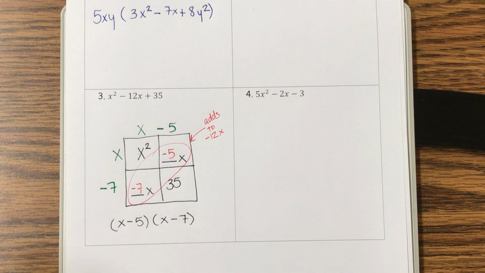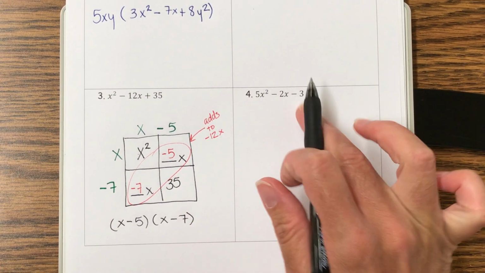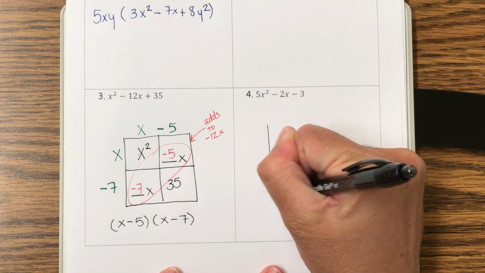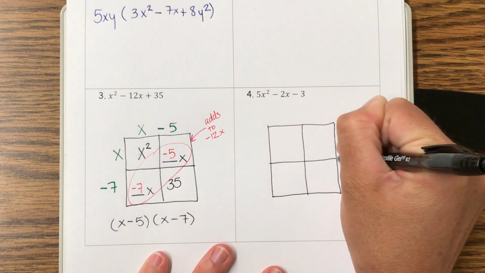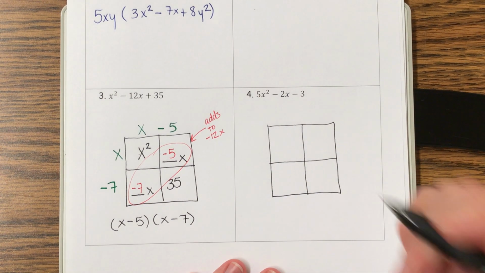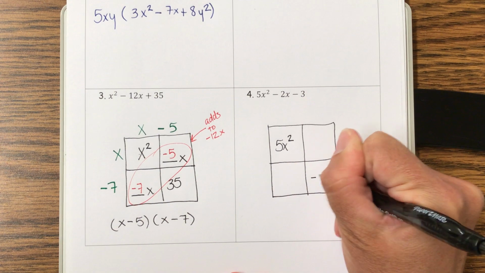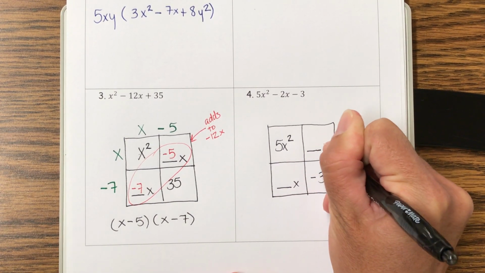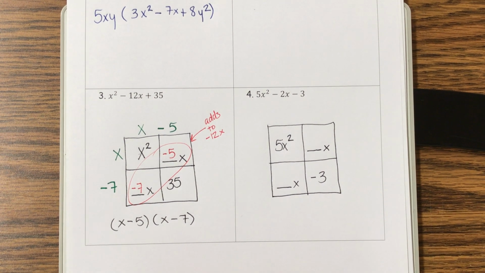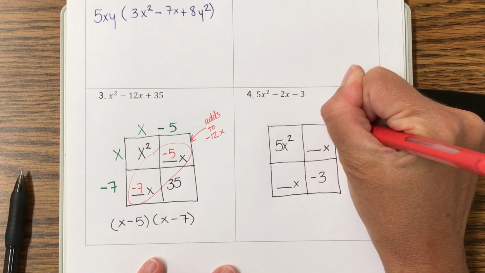Okay, so in number 4, again, 3 terms here. It's a quadratic trinomial, so I'm going to go straight to my 2 by 2 box. I always want to look for a GCF, but unfortunately I don't have one. 5x squared goes here. The negative 3 goes here, and these are going to be my linear terms, so something x and something x.